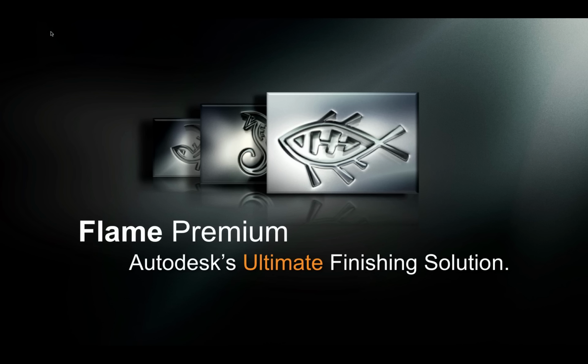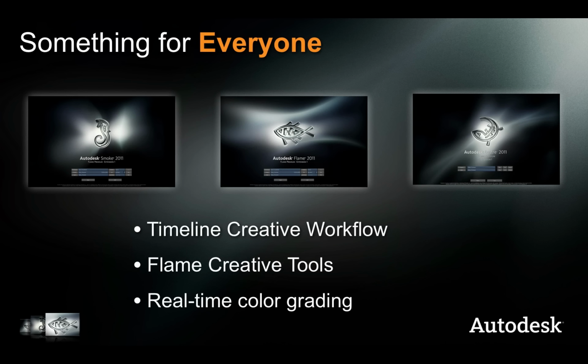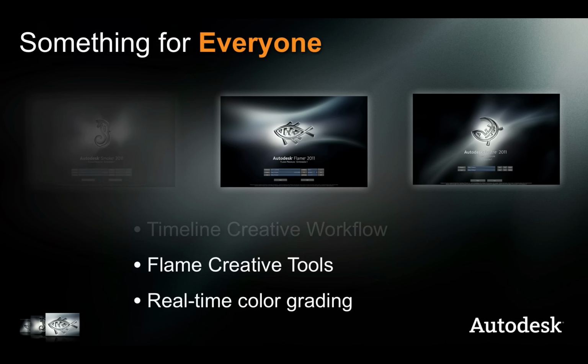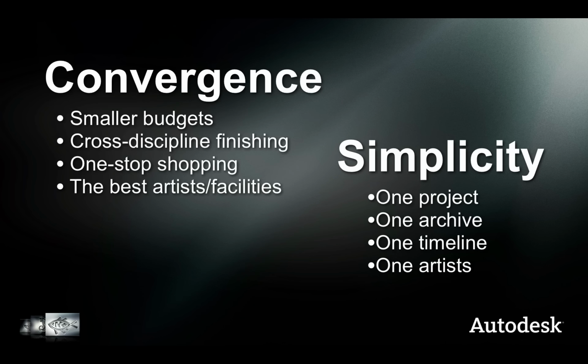So we've gone through a couple of different steps inside of Flame Premium, and we've come to the section where we're going to show some real-time color grading. I think we started out talking about something for everyone, and this really closes everything together because we started with our timeline workflow, that we've been focusing on the great creative tools in Flame, and now we want to move to the advantages of real-time color grading. So let's take a look at how that works, and I think this brings us back to our convergence story.